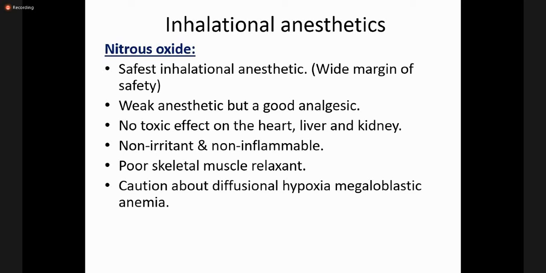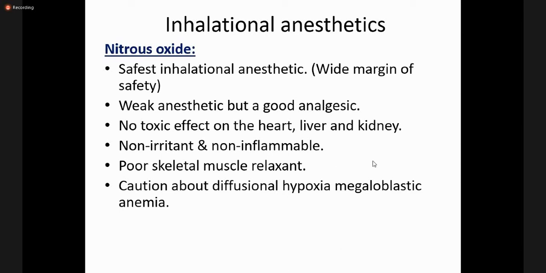Clear? So nitrous oxide, no toxic effect on the heart, liver, and kidney, non-irritant and non-inflammable. Because this is the general concept, if we are administering the anesthetic by inhalational route, by using the bronchial tree, right? So it could be irritating, right? So this is one of the beneficial points of nitrous oxide, it is non-irritant and non-inflammable. And this is another drawback.